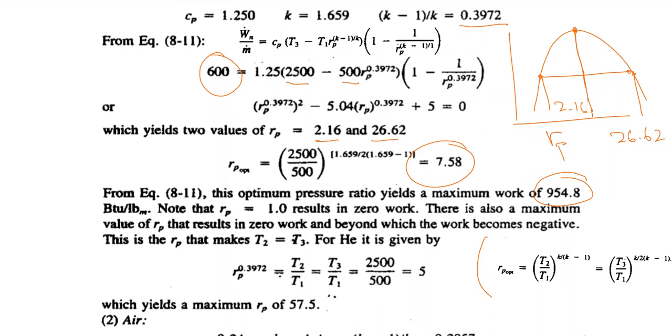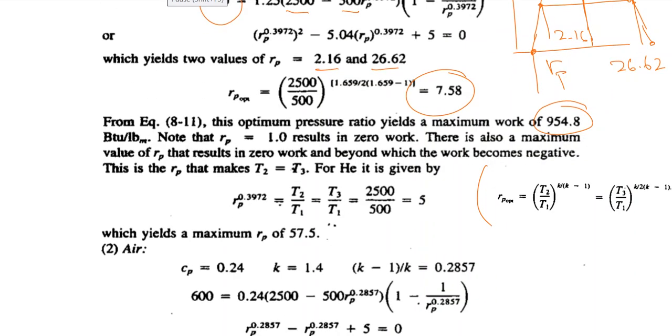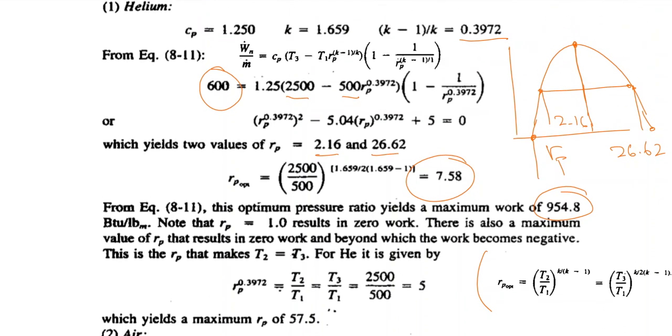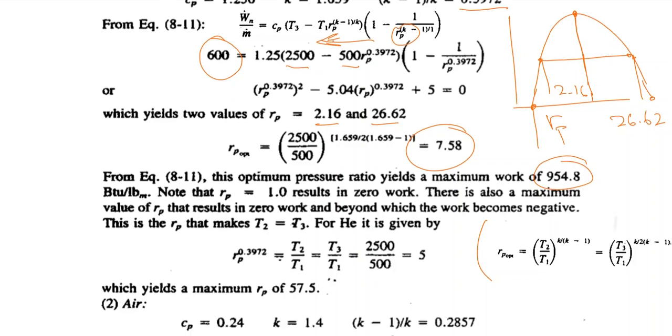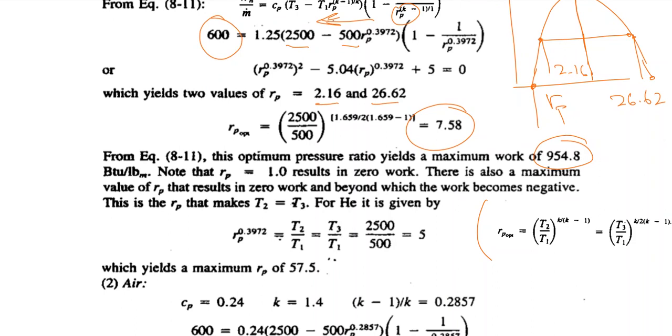For RP equal to 1, there would be a minimum value of pressure ratio at which the work done would be 0, and also there would be a maximum value of RP at which the work done would again be 0. The minimum value of RP at which the work done is 0 is found by putting 1 over here, and obviously 1 minus 1 over here, so that will be multiplied by this one. So you will get the net work as 0. There would also be a maximum value of pressure ratio at which the work done is also 0, which is 57.5 in this example.